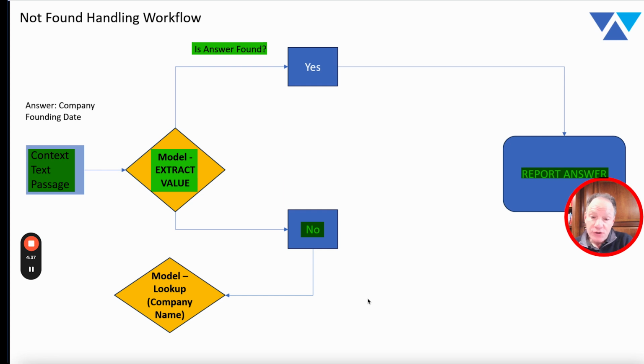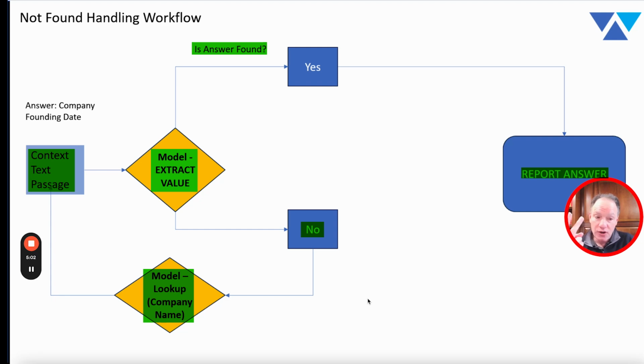So if we determine that the information was not found, then what we're going to do is apply a second call on that passage. But this time we're going to take a different strategy. We're not going to look for the company founding date. All we're going to do now is look for a piece of lookup information that we can then use in conjunction with the secondary source. So we're going to say, all right, you couldn't find the company founding date, but can you at least please tell us what the company name is?